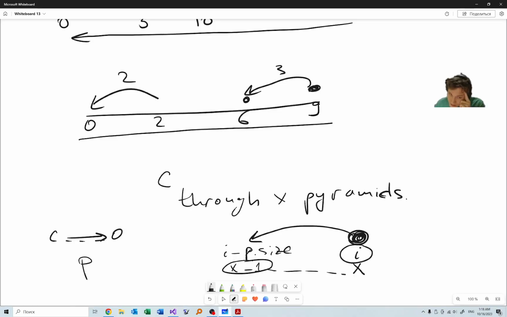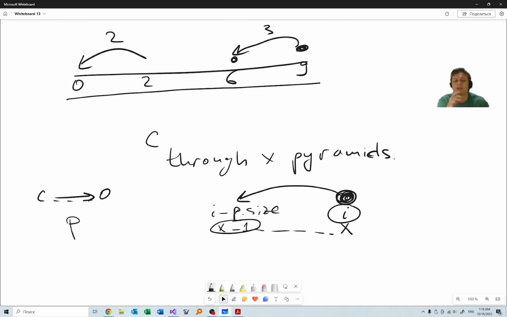I guess what we need now is to... actually, I don't know. Maybe we can just keep track of the minimum possible number of pyramids and how to access it. Yeah? Maybe this is the way. I think let's try it. Let's try it.